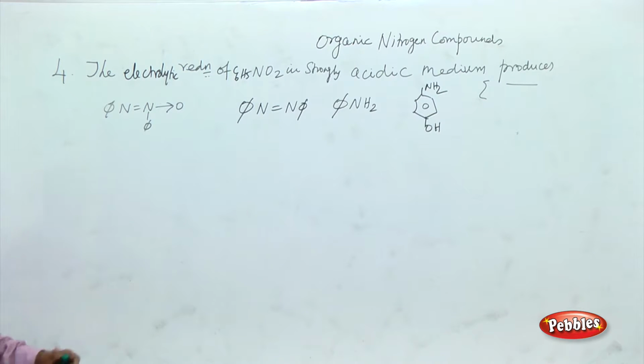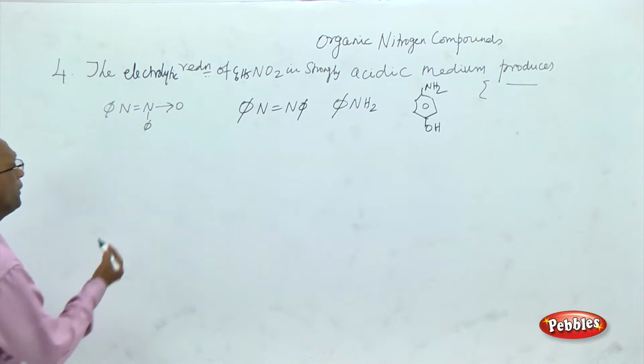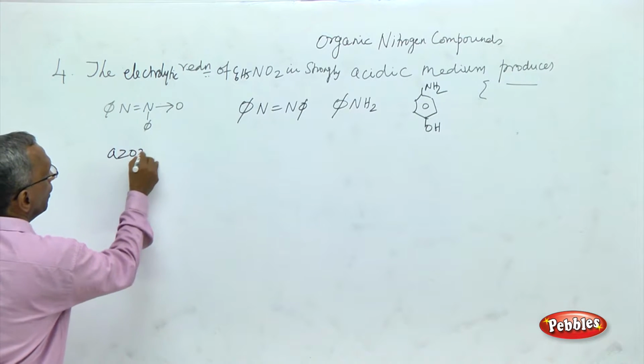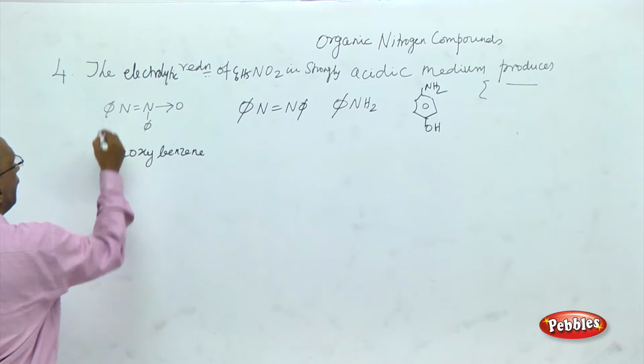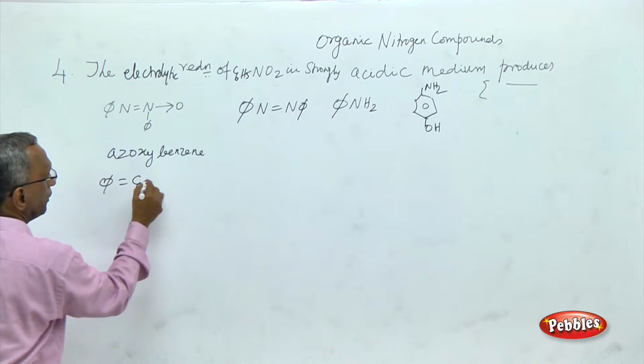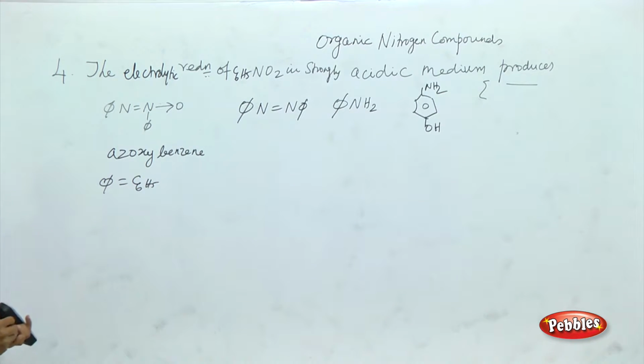Now, the fourth question reads in this fashion. The electrolytic reduction of nitrobenzene in strongly acidic medium produces dash. They have given 4 choices. Some of them are mentioned as figure structure, some in name. First choice is given as azoxybenzene. Azoxybenzene means C6H5N double bond N C6H5 with a coordinate linkage to oxygen.